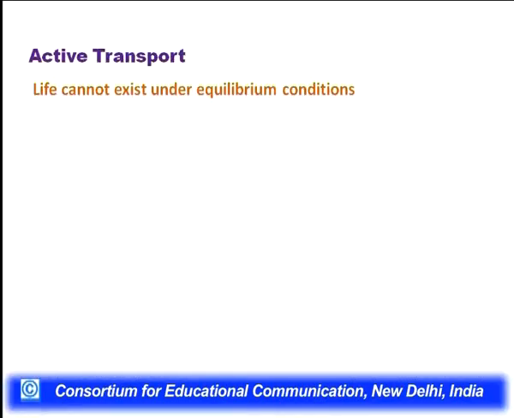Active transport. When we talk about the passive transport mechanisms, the purpose is basically to equalize the concentration on both the sides. When the movement is from the higher concentration to the lower concentration, the movement is towards the equilibrium. So the concentration of the solutes, molecules, or ions becomes constant on both the sides of the plasma membrane. But in a cell, life just cannot exist under these equilibrium conditions.